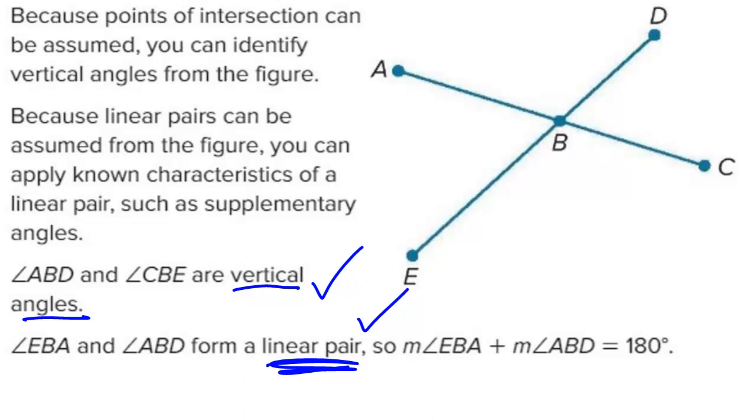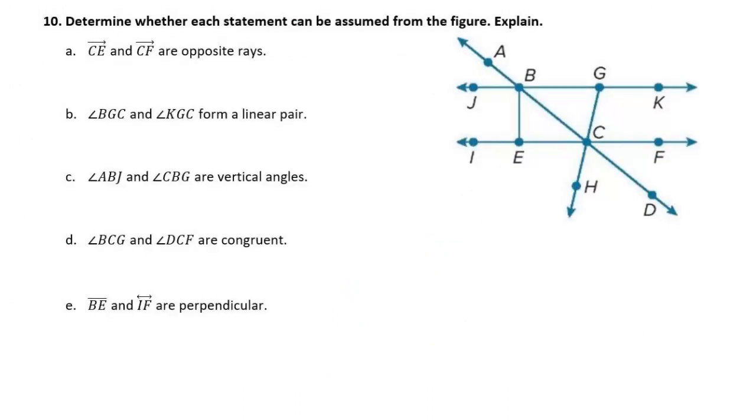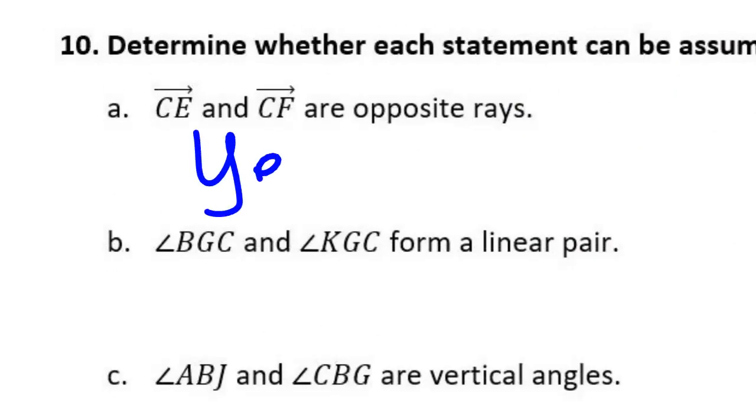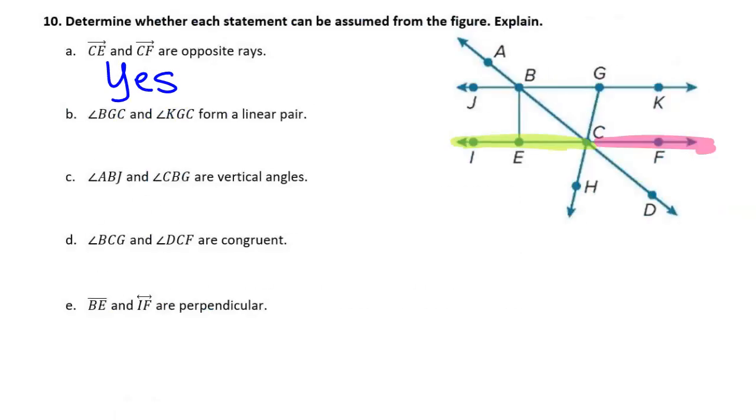So now I want to look at the next page. We're going to run through just a couple quick examples. You're just going to tell me yes or no. Can we assume this is true from the figure or no? Ray CE, this ray right here, and ray CF are opposite rays. They make a line. Yes. I'm allowed to assume that.